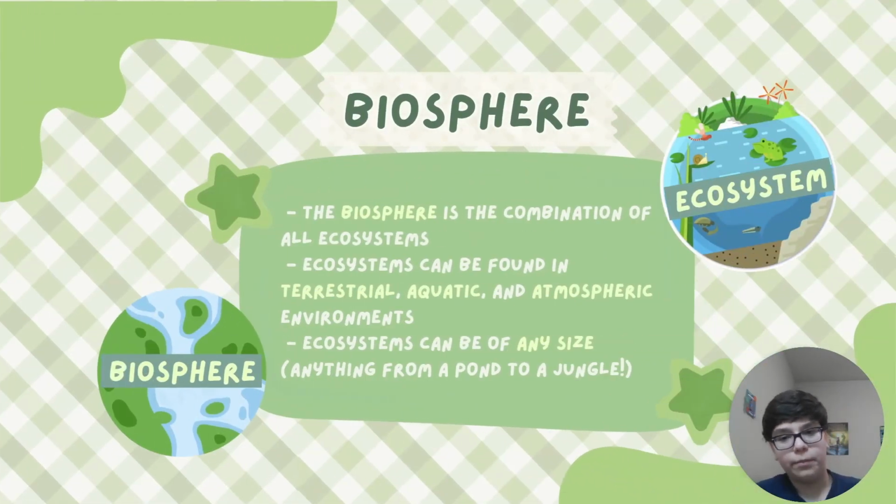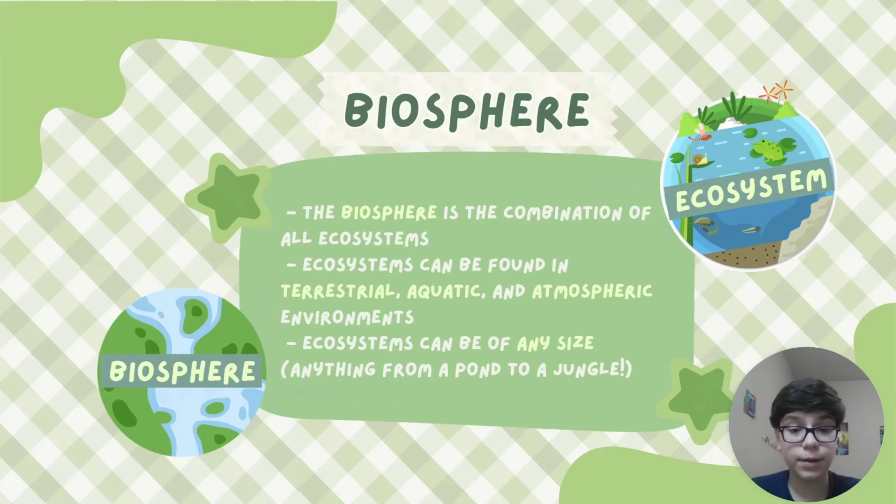So let's go into what the biosphere is. The biosphere is a combination of all the ecosystems. And these ecosystems can be found in terrestrial, aquatic, and atmospheric environments. In case you don't know what that means, terrestrial is earth-based, aquatic is your oceans, your rivers, and atmospheric is in the atmosphere, which is kind of like the layers revolving around the earth of space. So, everything from the sky and up.